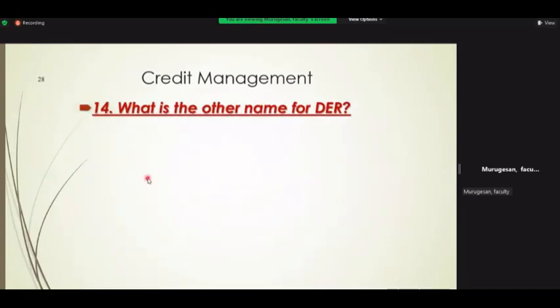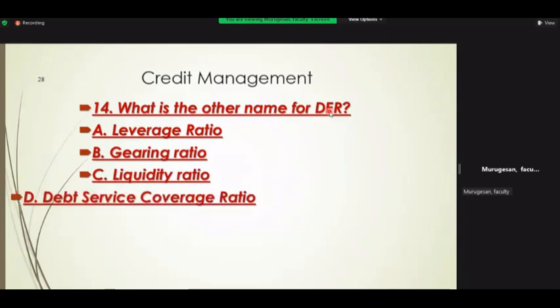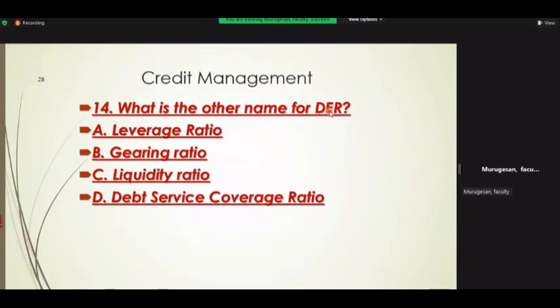Okay, it's a theory question. Now this question is repeatedly asked. What is the other name for debt equity ratio? Is it called a leverage ratio, a gearing ratio, a liquidity ratio, a debt service coverage ratio, or both A and B? Now, what is the correct answer? Tell me, boss, quickly. D, sir. No, the correct answer is A, leverage ratio.